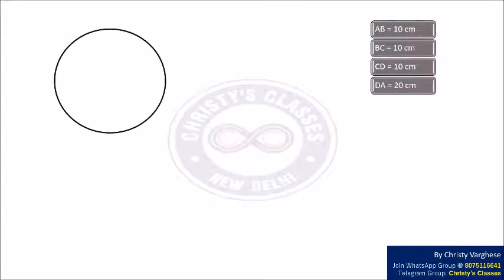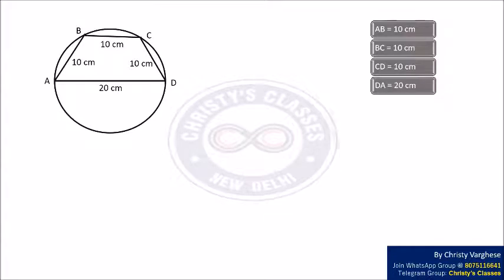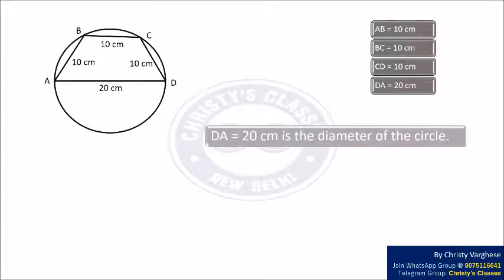It is given that there are 4 consecutive points A, B, C and D on the circle, and also the chord AB is equal to 10 cm, BC equal to 10 cm, CD equal to 10 cm and DA is equal to 20 cm. From the figure, we can clearly say that the chord DA equal to 20 cm is the diameter of the circle.